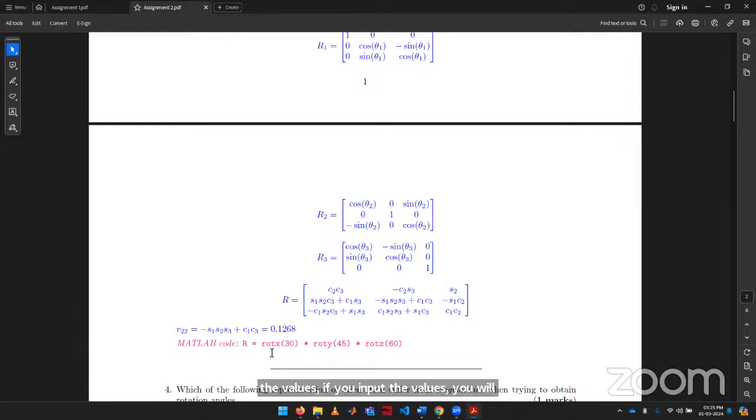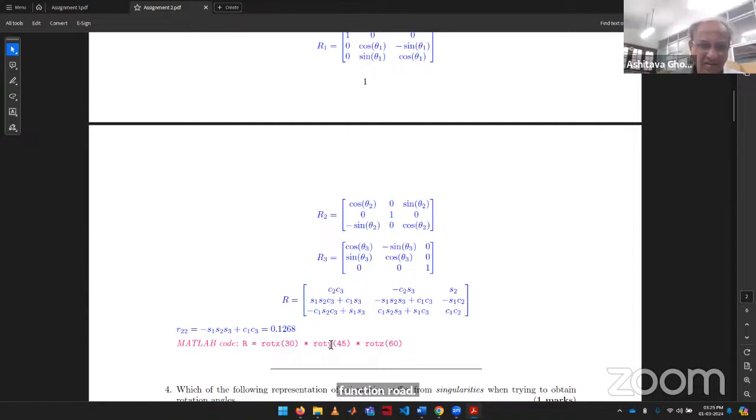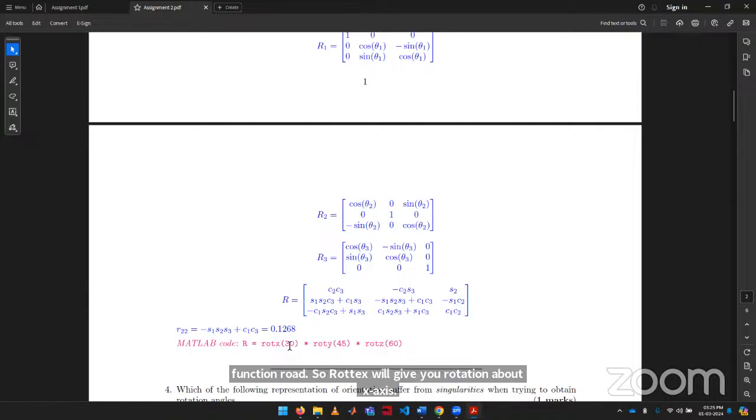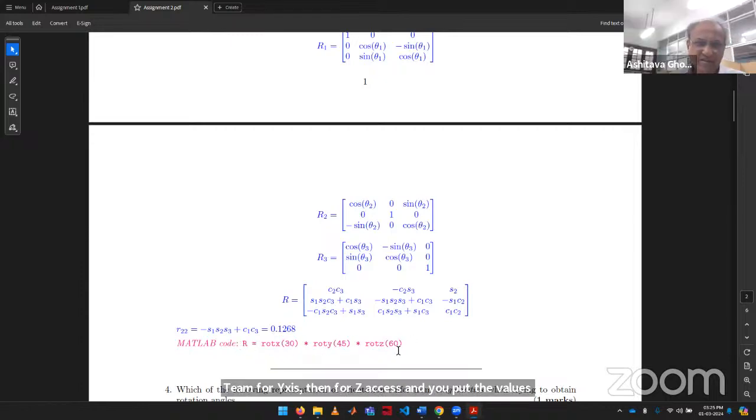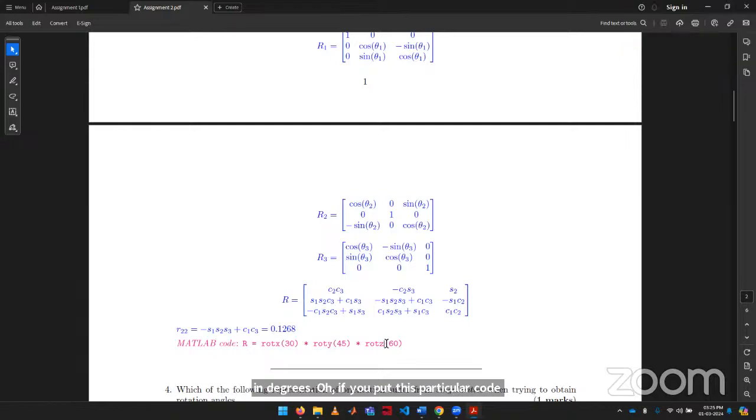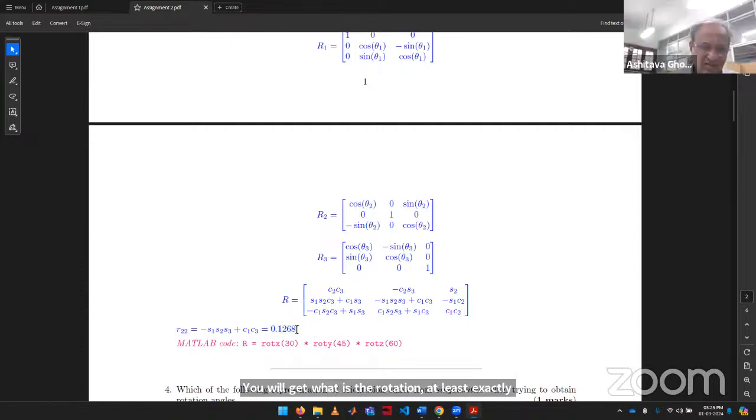And in MATLAB, you can do it in one step. There is a function rot: ROTX will give you rotation about the x-axis, same for y-axis and z-axis, and you put the values in degrees. If you put this particular code, you will get the numerical value of the rotation matrix, and you can find the element at second row, second column. That will come out to this particular value.